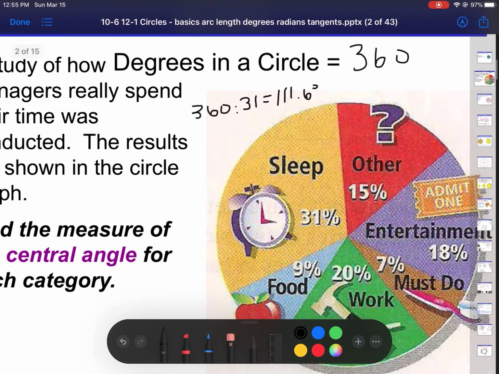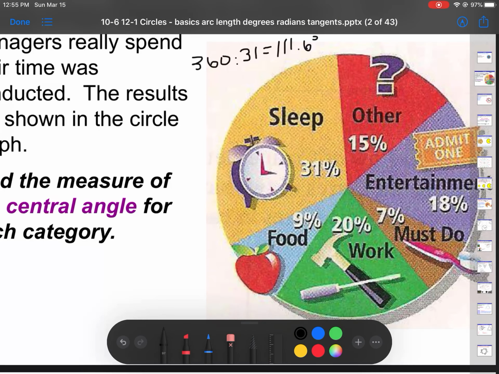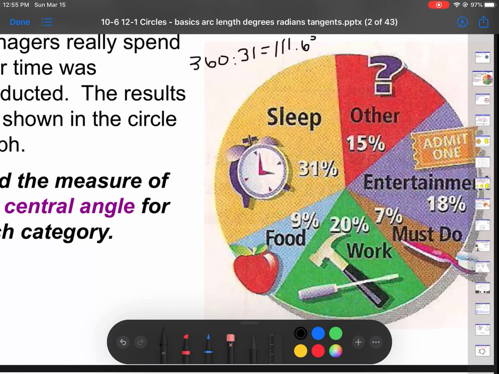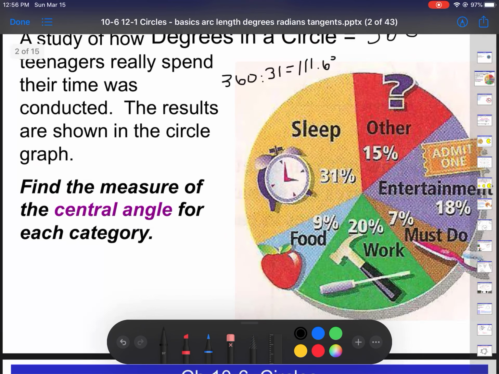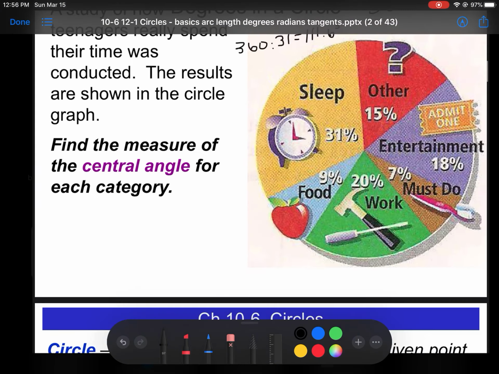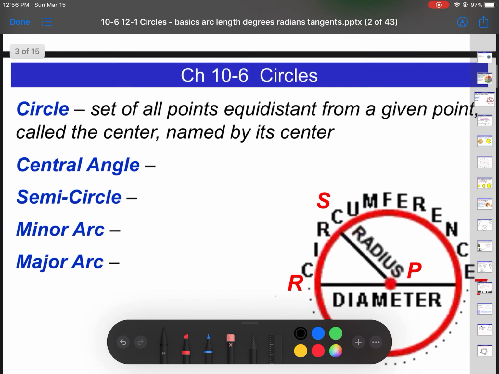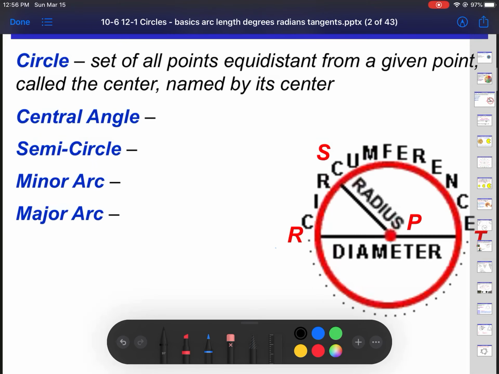And so you can figure out the rest of it, multiplying 360 by 0.15 for the other, and then if you go to the entertainment, by 0.18, and then we get the various angles. I don't think we need to go too much more in detail with that, but the central angle we'll talk about a little bit later as well. Okay, so you can see the little picture here. We have the circumference, which is the distance around the circle, then the radius and the diameter.